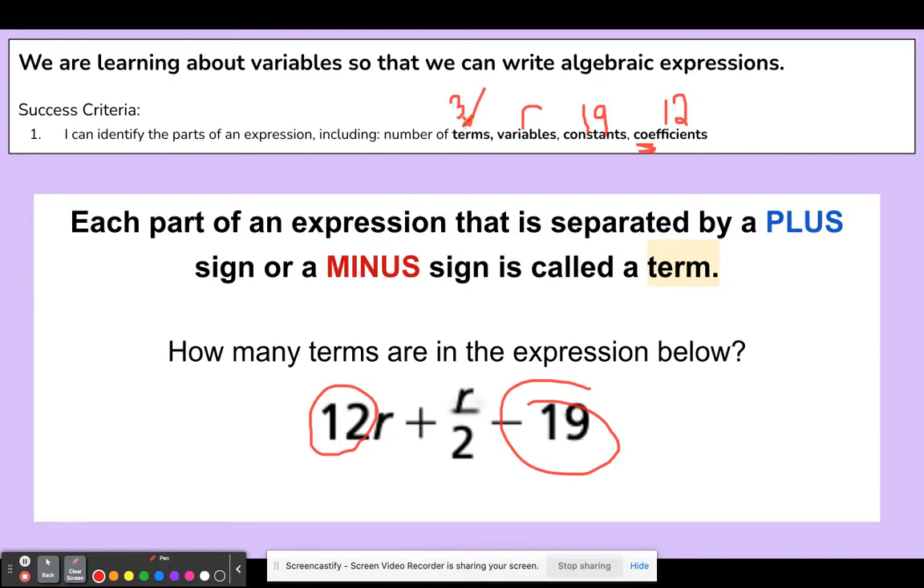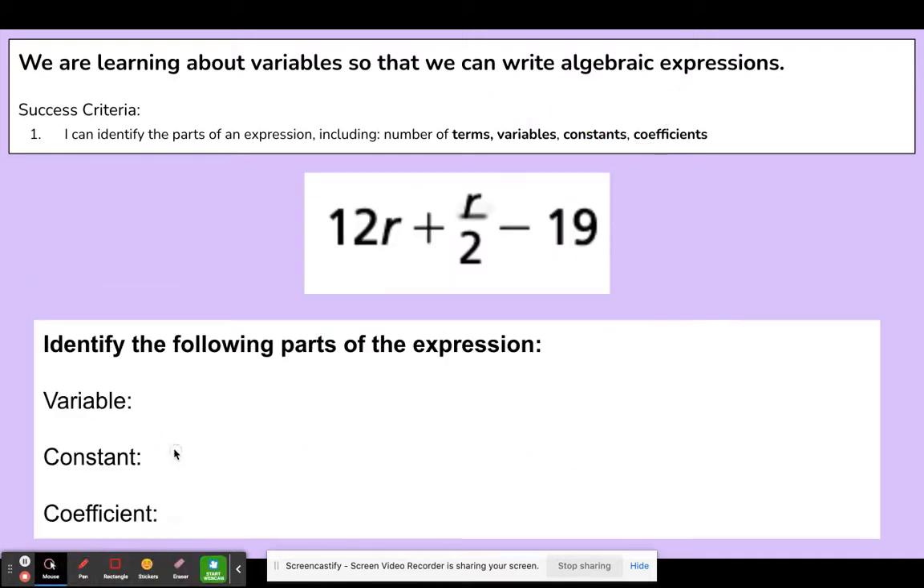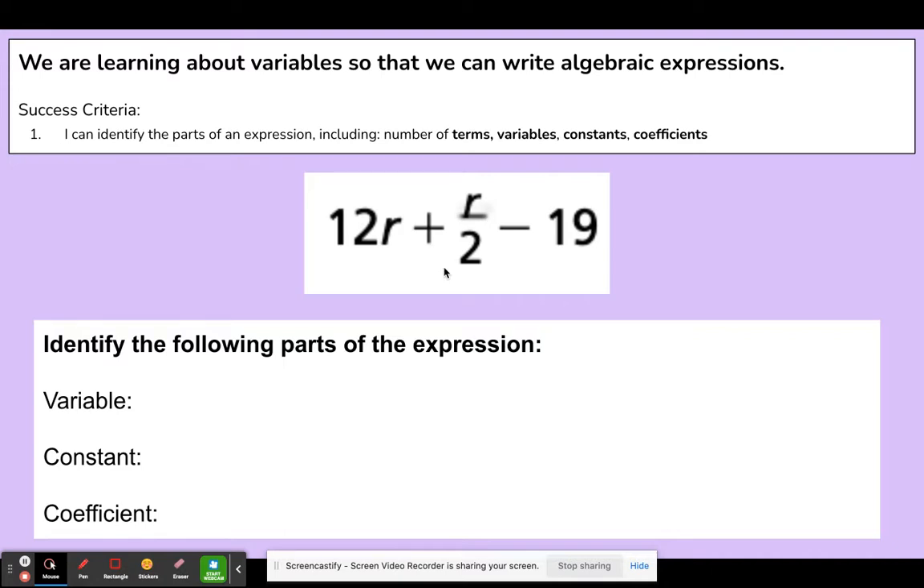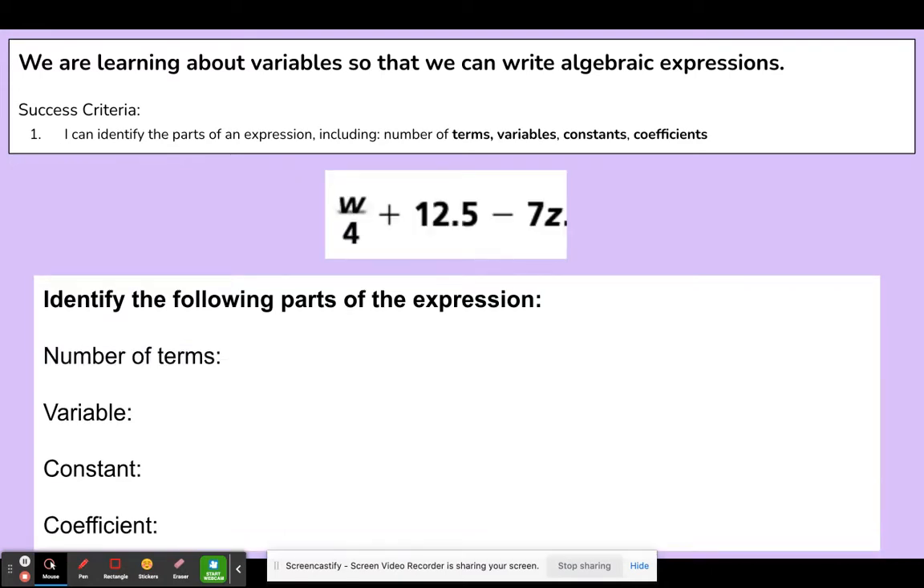But terms are how many pieces make up the expression, always separated by a plus or a minus. Variables are the letters. Constant is a number all by itself. Coefficient is the number stuck in front of a letter. So let's practice this. So here we go. Oh, this is the exact same example, isn't it? I already did it on the other page. Here we go. Let's look at this.